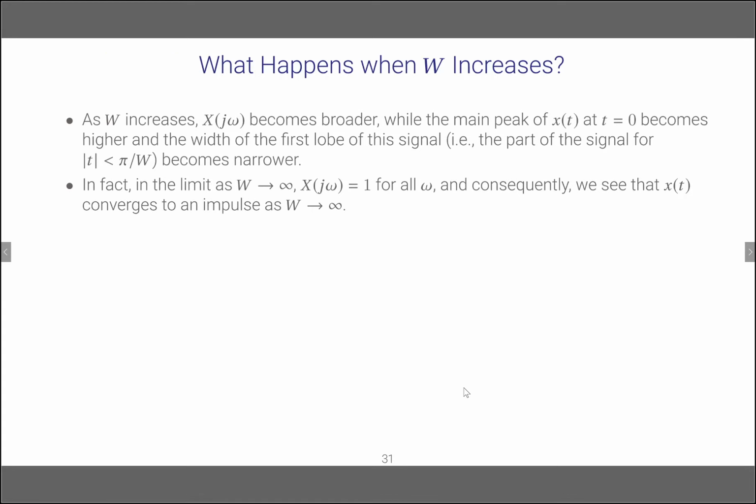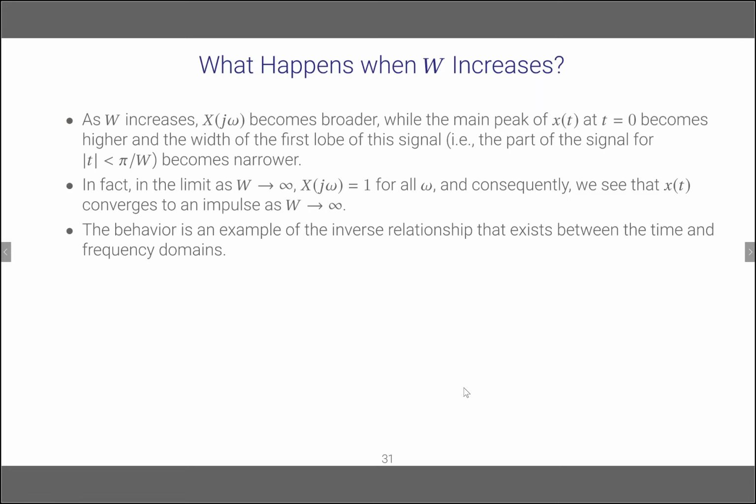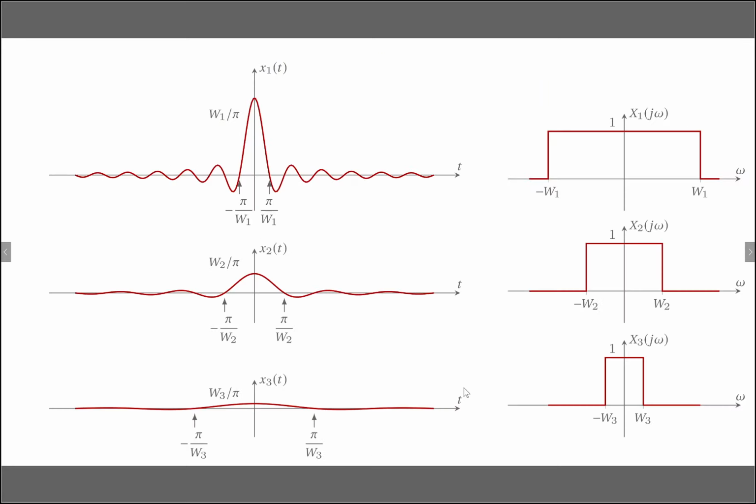In fact, in the limit as W goes to infinity, X(j omega) becomes 1 for all omega, and consequently we see that x(t) converges to an impulse as W goes to infinity. Now this behavior is an example of the inverse relationship that exists between the time and frequency domains.